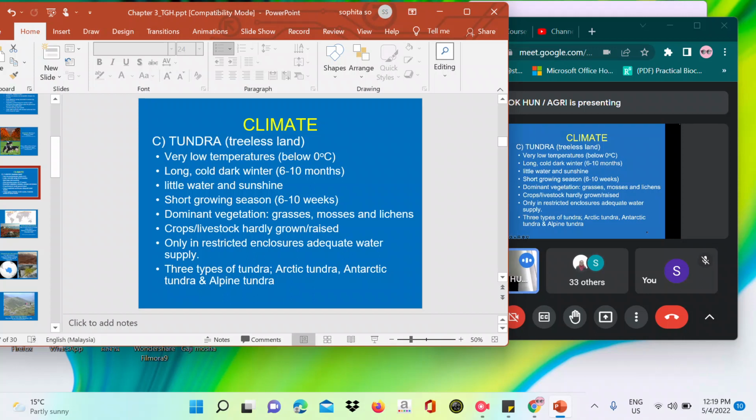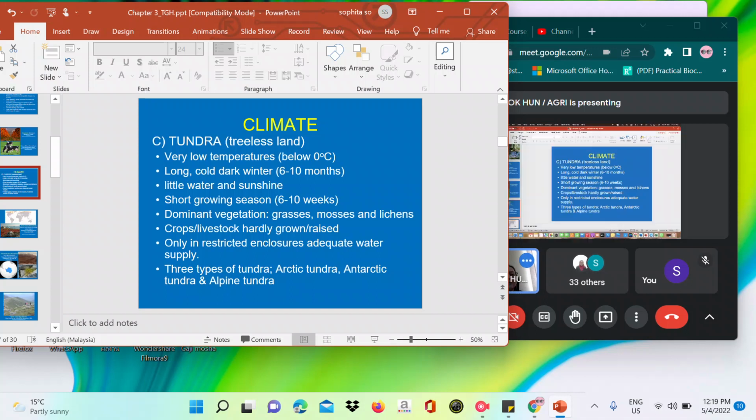So for treeless land, they have very low temperatures, below zero, and they have a long dark winter of nine to ten months.